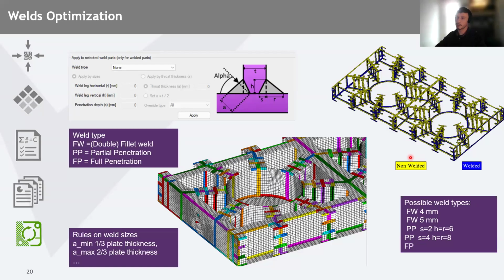Then you can set up the desired weld type. So for example, fillet weld, partial penetration, full penetration, and so on, to certain weld selections. You can predefine the rules, for example. So my weld throat should be minimum 1/3 of plate thickness, maximum 2/3 of the plate thickness, and so on. Or you can also just simply choose the desired size which you would like to check on your model.